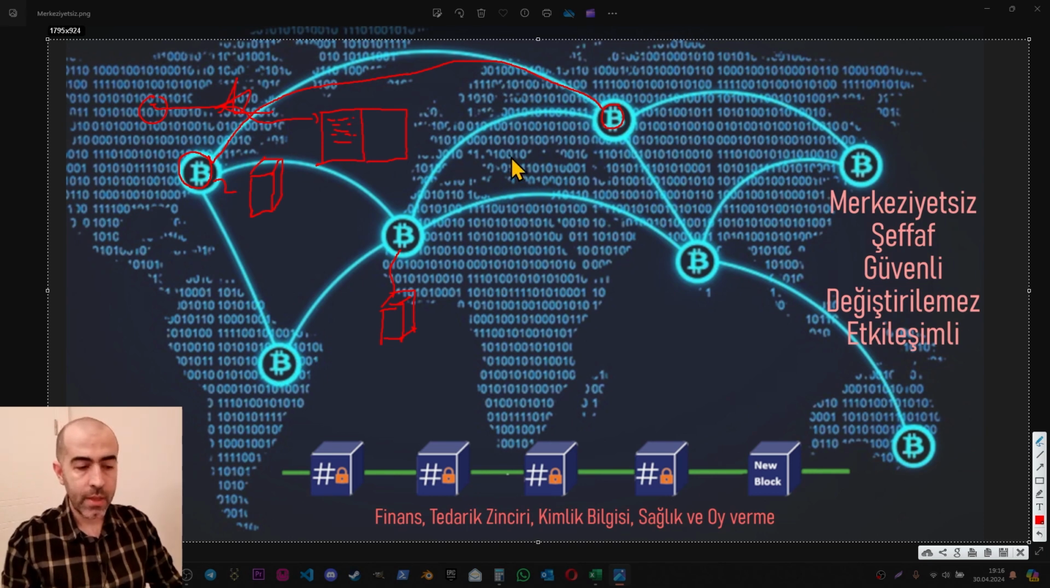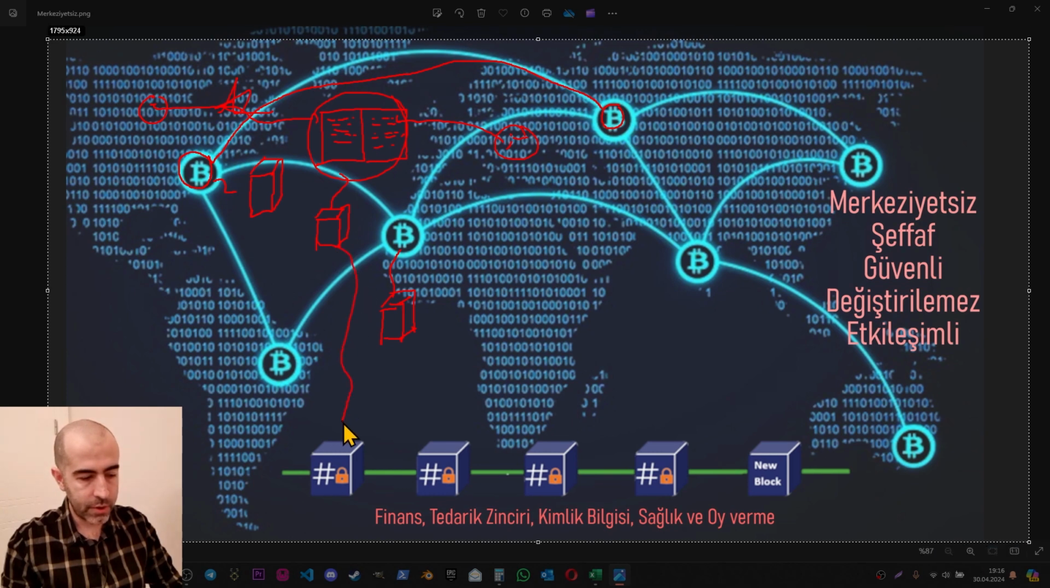Then another person from Europe can write some additional information in this notebook. Once the notebook's 2 pages finalize, there will be a block which contains all this information from the notebook's 2 pages. Then this block will be created on the blockchain. So it's going to be the first block on the blockchain in this example.